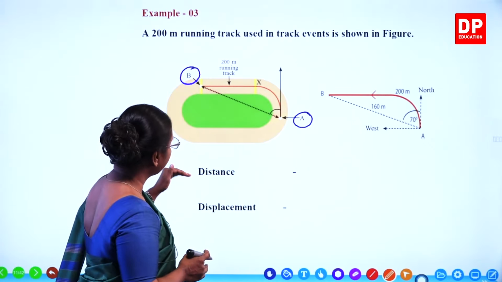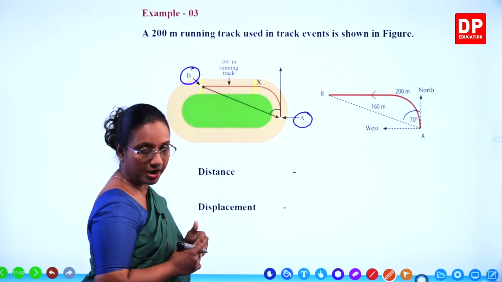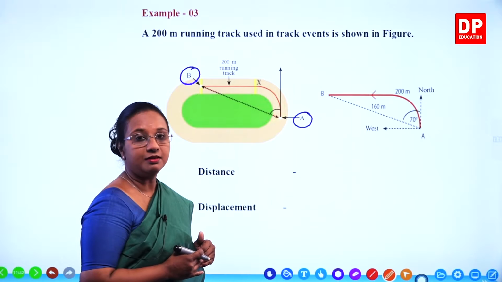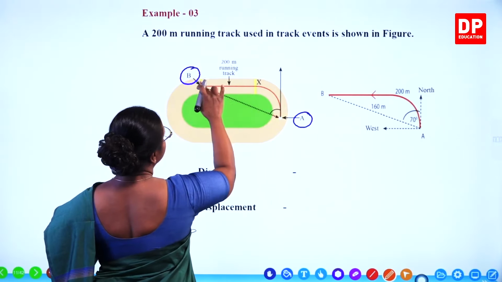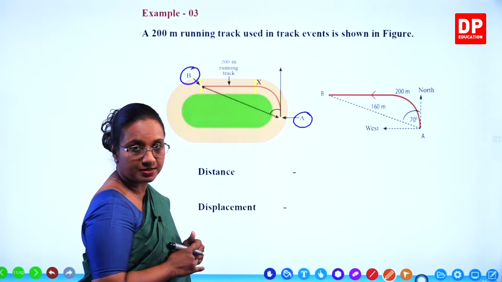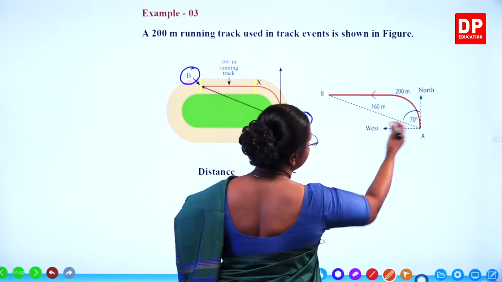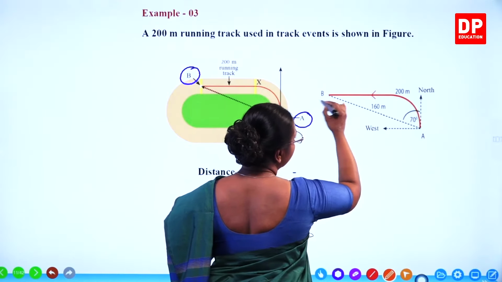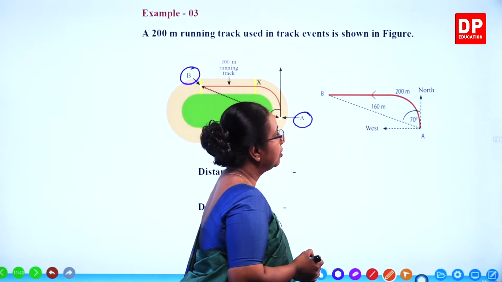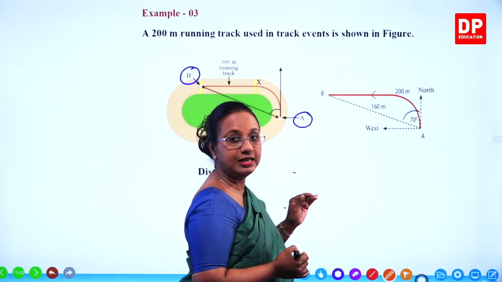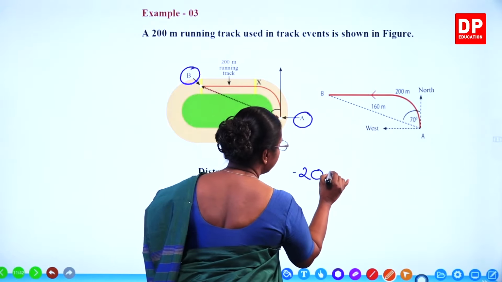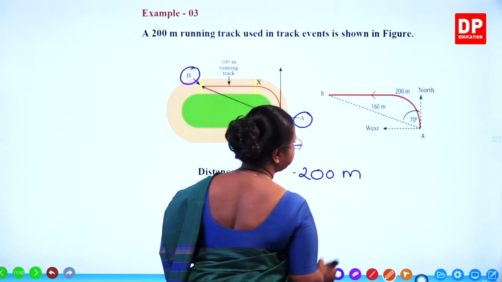If we just look at the distance of the running track, they have said it is a 200-meter running track and the length has been shown to you. This is 200 meters. So here, if you look at the second diagram, it is even more clear. This red arrow indicates the track, which is 200 meters in length. So the distance will be 200 meters.